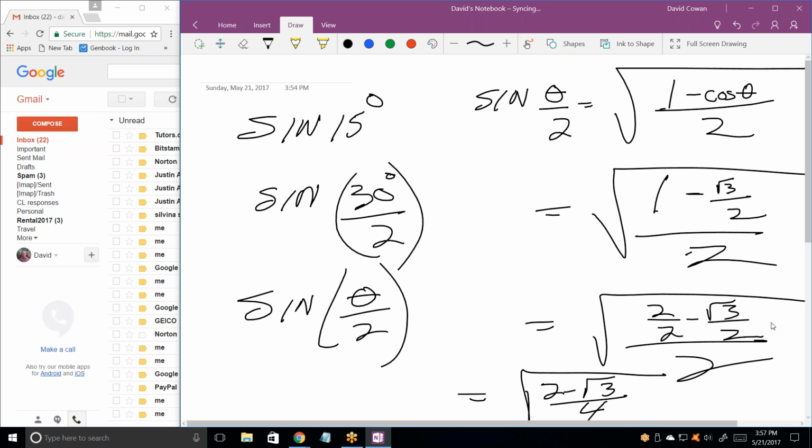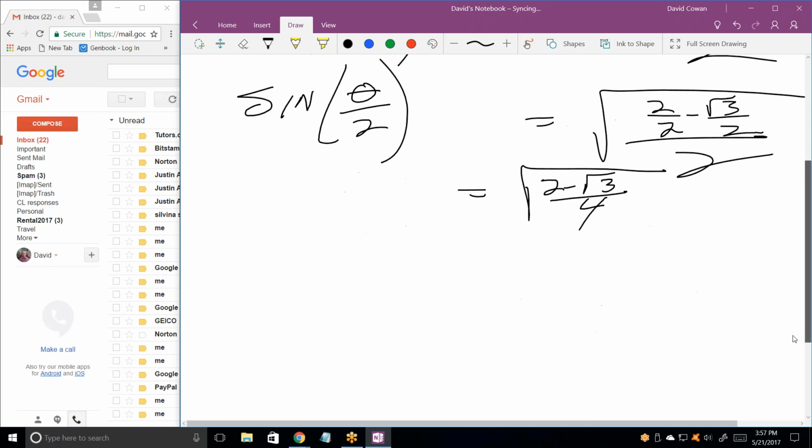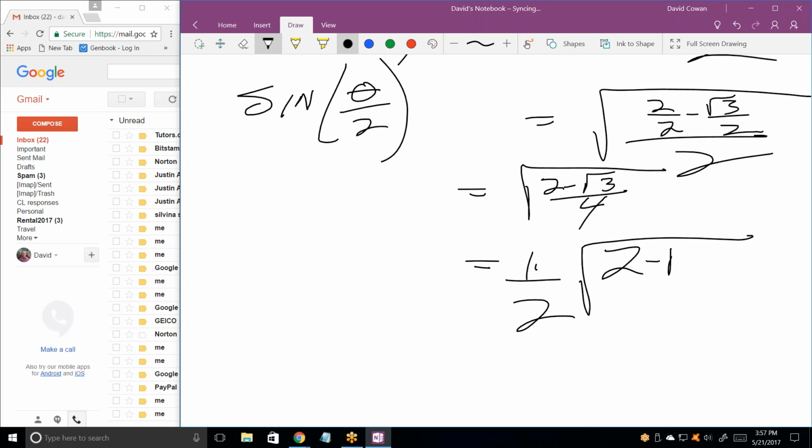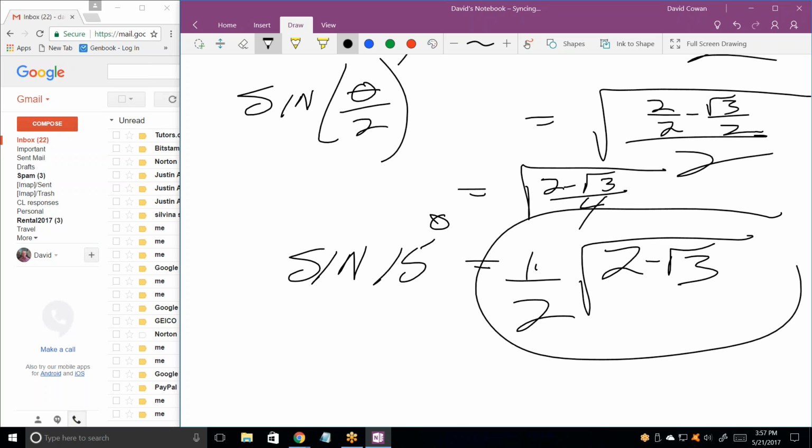And I can take that 4 out. You see how, with the 1/2? So, in other words, these two are the same. So that is the sine of 15 degrees. And notice how strange this answer is. We have a radical inside a radical. And it would be incorrect to not take that 1/2 out.